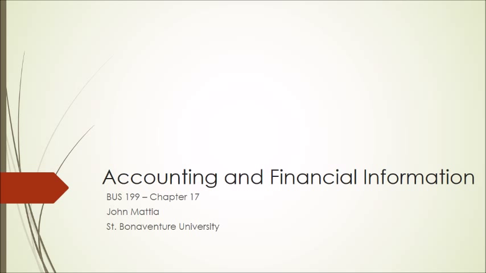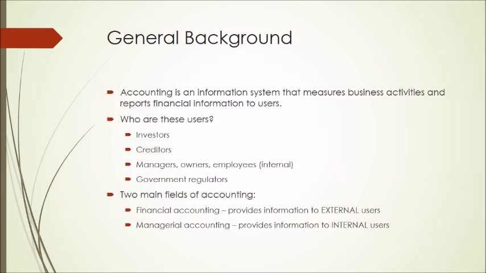Chapter 17 is titled Accounting and Financial Information. Let's get started. First, some general background on accounting. Accounting is an information system that measures business activities and reports financial information to users. Definitely write that definition down because it's going to be on the quiz. Who are these users? They could be investors, creditors, managers, owners, employees, or government regulators.